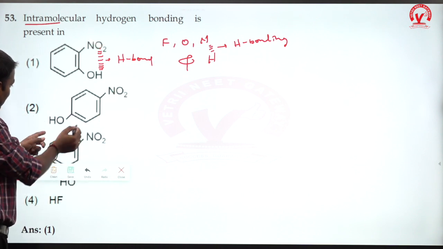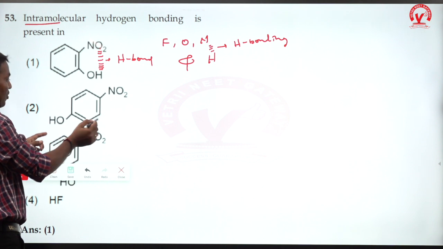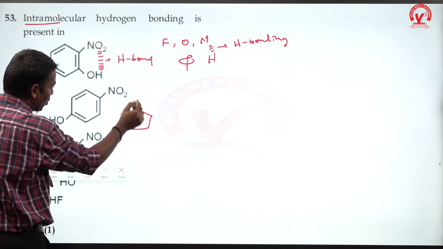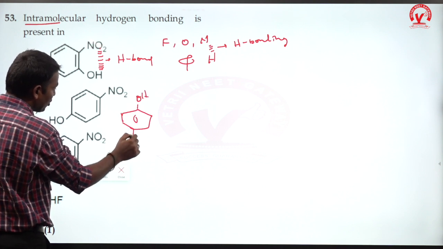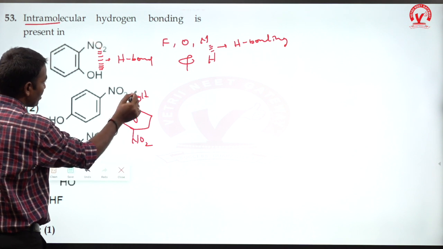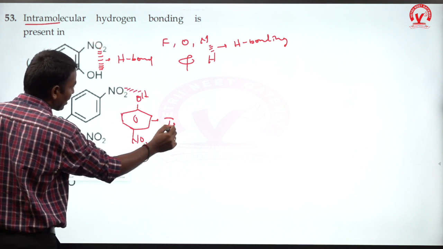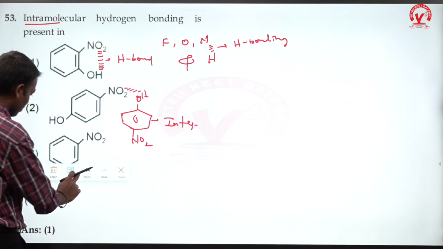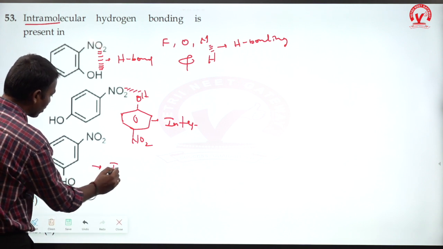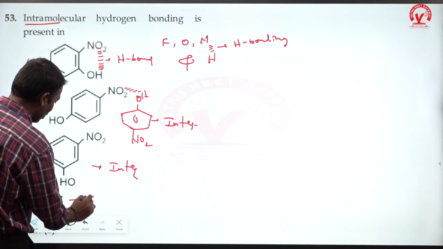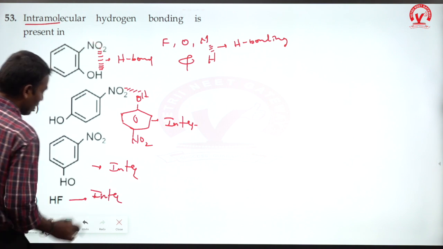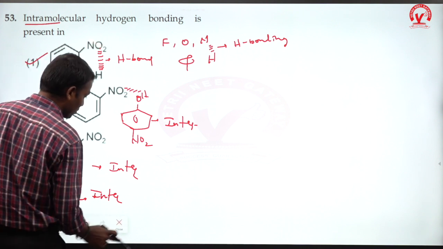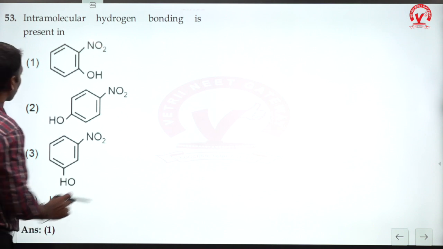Now here in this case, we can observe that between two molecules a hydrogen bond possibility is there, between this hydrogen and this oxygen. So here we can observe intermolecular hydrogen bonding. Here also intermolecular we can observe. But according to our question, the first option is the correct answer. Then question number 54.